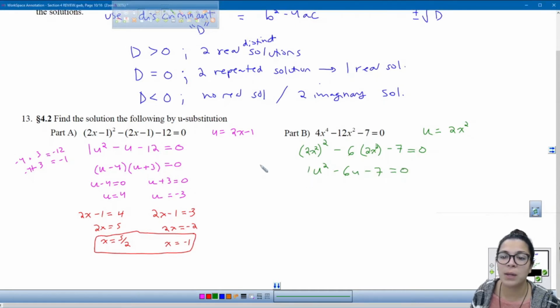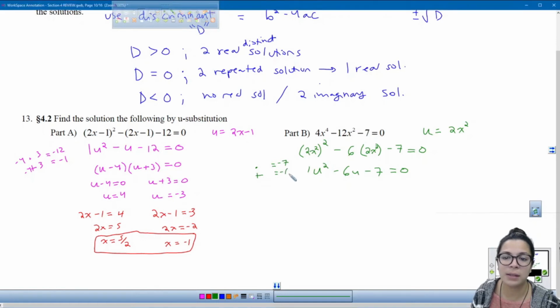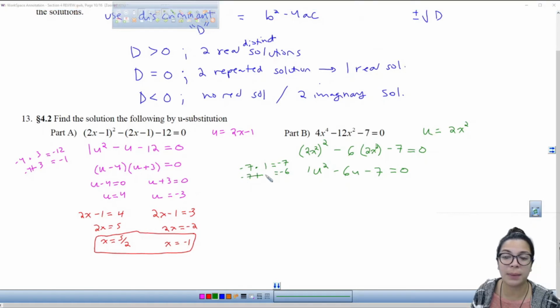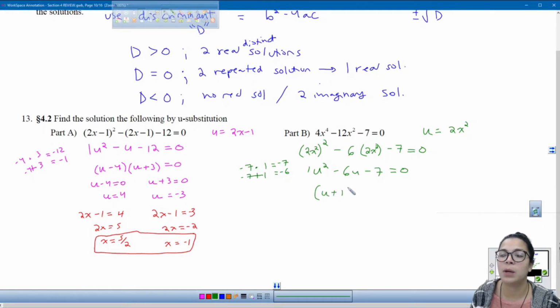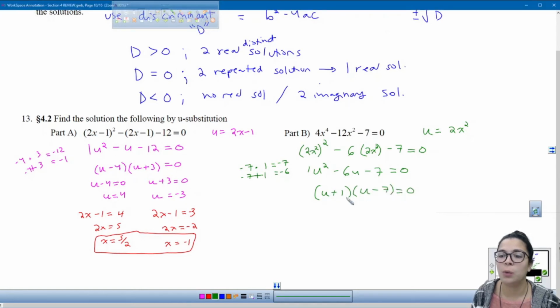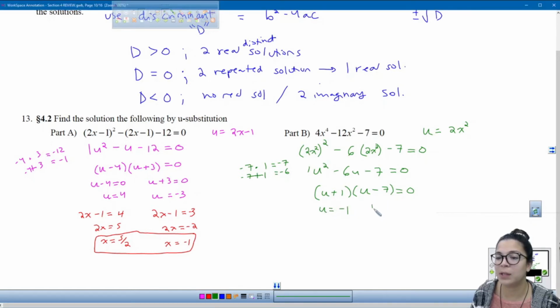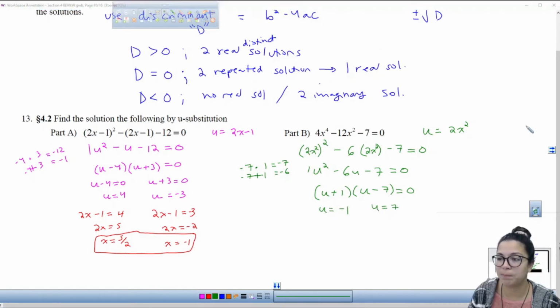So the coefficient is 1. This is easy factoring. Multiplies to negative 7, adds to negative 6: negative 7 times 1, negative 7 plus 1. So this factors into U plus 1 times U minus 7. So U plus 1 equals 0 will give us the solution U equals negative 1. U minus 7 equals 0 will give us the solution U equals 7.